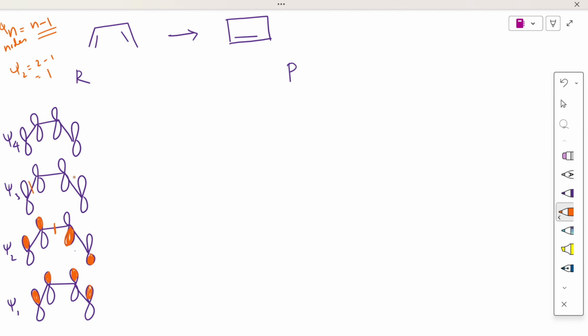Now I'll be having 2 nodes. So across the nodes, the orbitals do not overlap. So they'll be having opposite Xi function. Okay, after doing this, we have to draw the molecular orbitals for the product also.